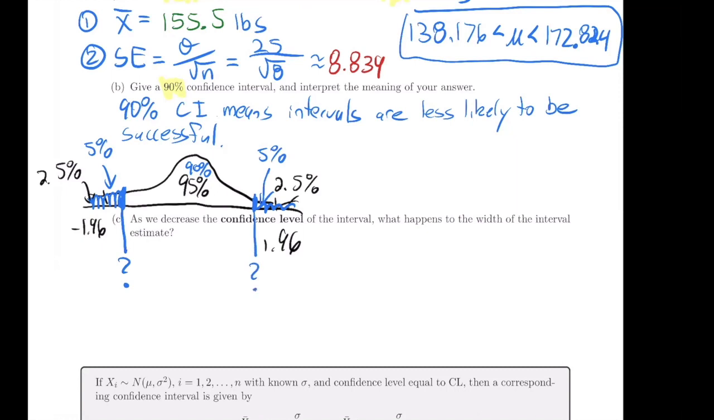Okay, so what I'm trying to figure out here is how many standard errors should I go if I want to get 90% of the stuff in the middle? So this is what we can use the qnorm function for. Remember, the qnorm function gives us a quantile for a normal distribution. So for this one, we're working with a standardized normal distribution. I'm going to enter 0.95.